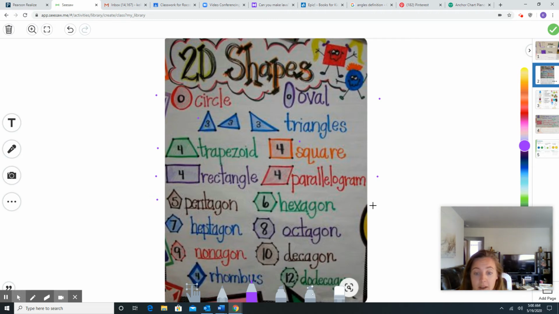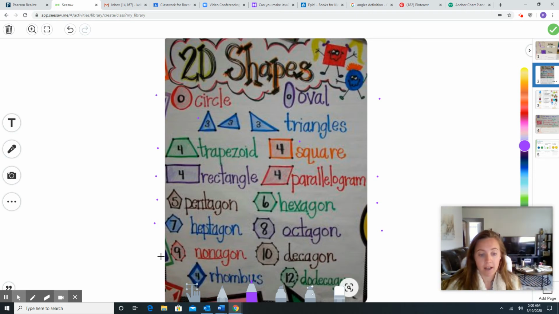Pentagon, five sides, five vertices. Hexagon, six sides, six vertices. Heptagon, seven sides, seven vertices. Octagon, eight sides, eight vertices. Nonagon, nine sides, nine vertices. Decagon, 10 sides, 10 vertices. A rhombus, four sides, four vertices. And a dodecagon, 12 sides, 12 vertices. Wow.